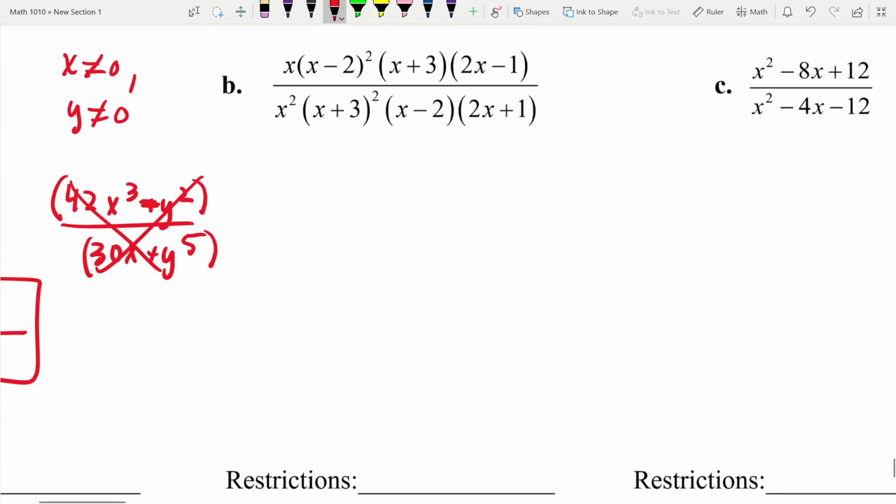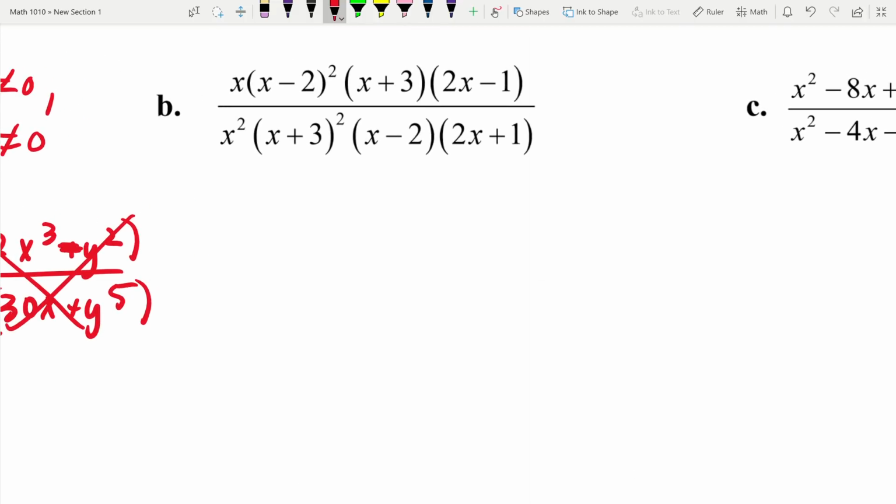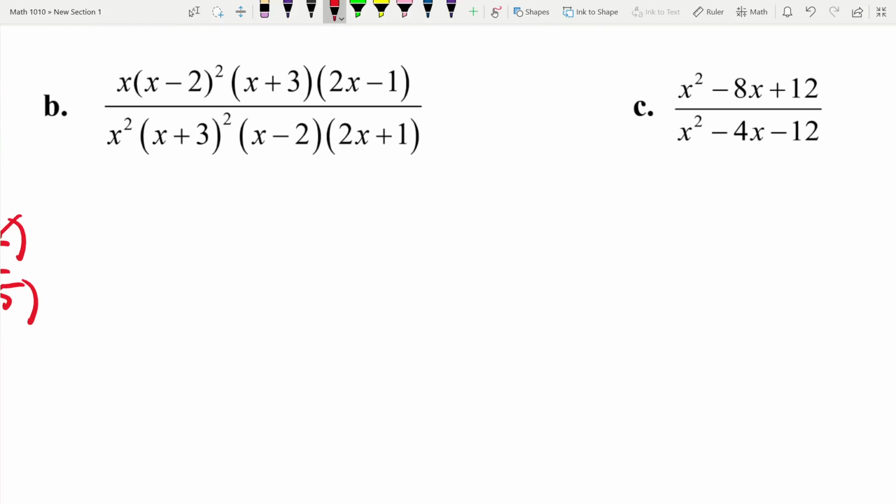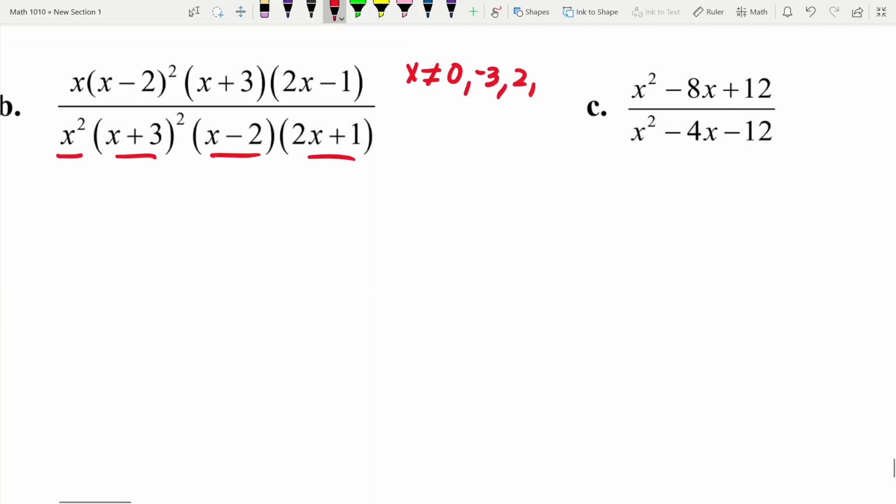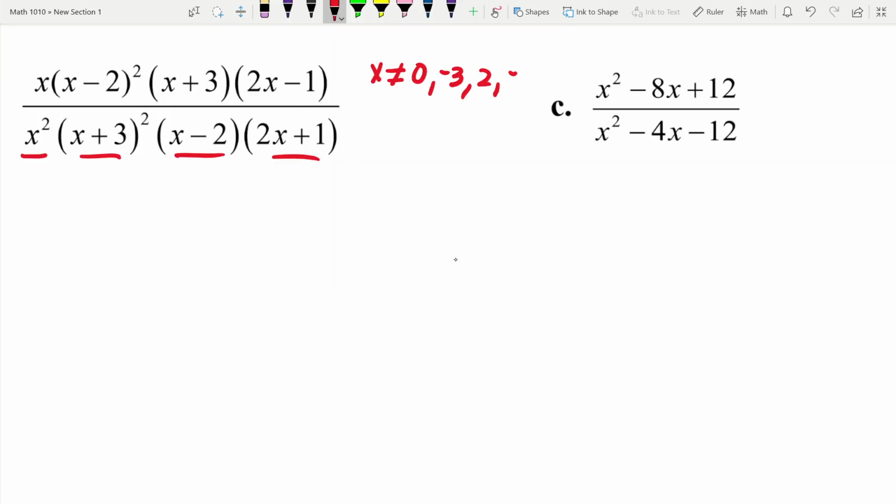Okay, look at question B. So the nice thing is this thing is all factored up. Okay, let's go ahead and start with restrictions before we cancel. All you have to do is set each of those equal to 0. So if you set x squared equals 0, that means x can't be 0. Set x plus 3 equal to 0, that means x can't be negative 3. Set x minus 2 equal to 0, that means x can't be a 2. 2x plus 1 equal to 0, the 1 comes over and becomes a negative, and then you divide by 2. So those are your restrictions, okay?